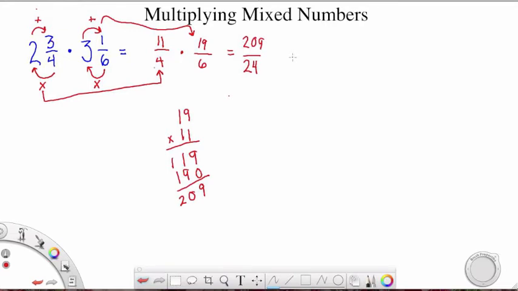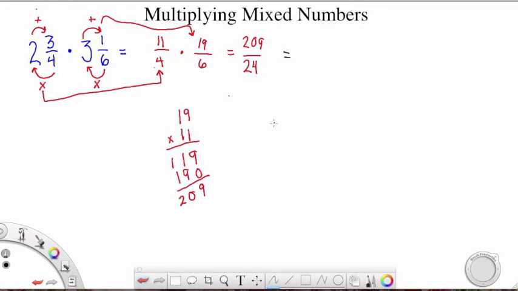Now the neat thing about working with fractions is we really have to persevere. We're not done with this problem because this is an improper fraction, and although we needed to change the mixed numbers into improper fractions to multiply, we can't leave our answer like this. So we are going to change our improper fraction into a mixed number.